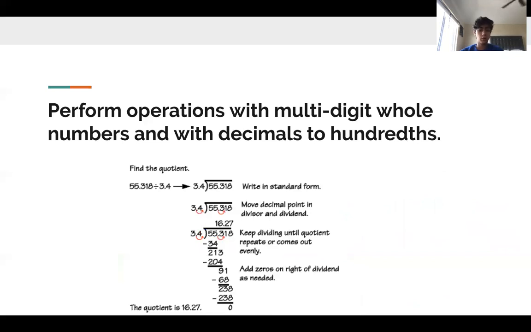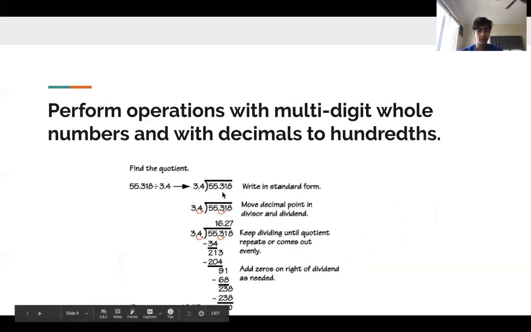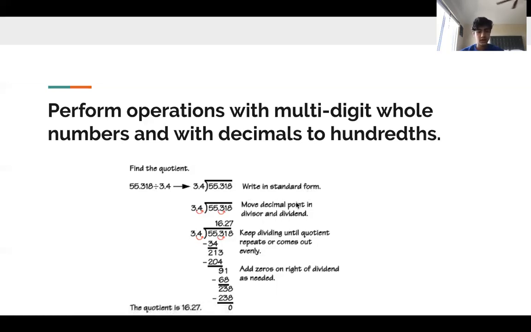We want to find the quotient of 55.318 divided by 3.4. Well, first of all, understand that 3.4 should go on the outside while 55.318 will go on the inside, and that's the standard form. Now, second of all, move the decimal point in the divisor and the dividend. This is the divisor, this is the dividend, right? And you want to move it over one place to the right, okay? Whenever you're solving the problem. So let's go ahead and just do it, and then I'll show you what I mean.